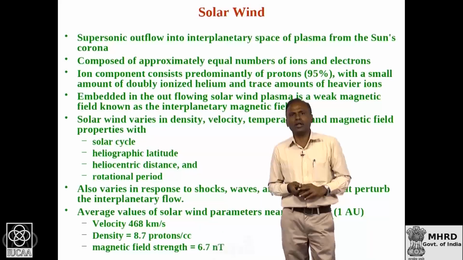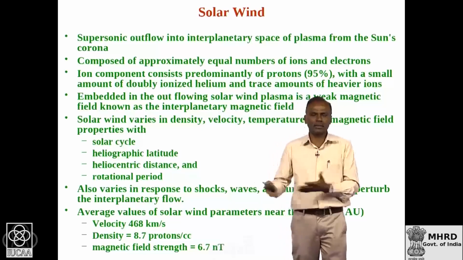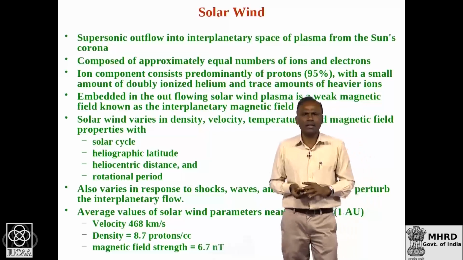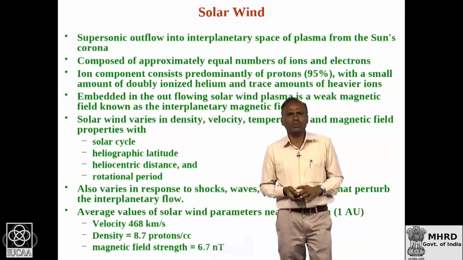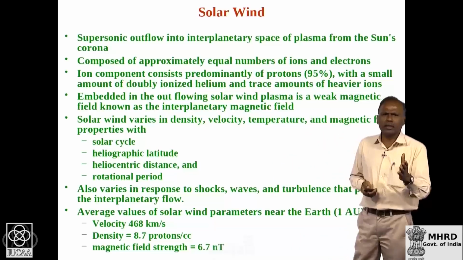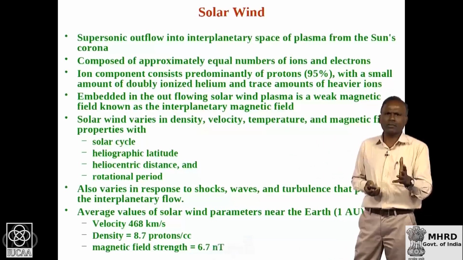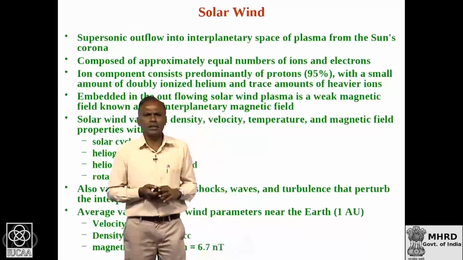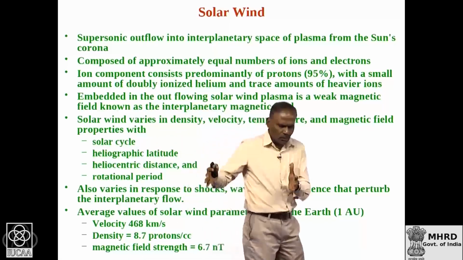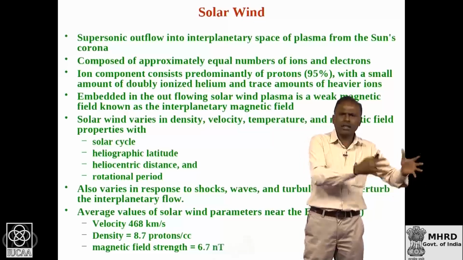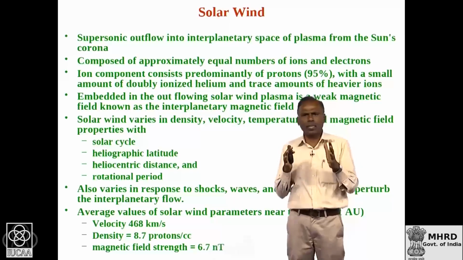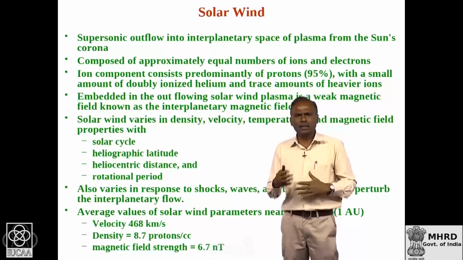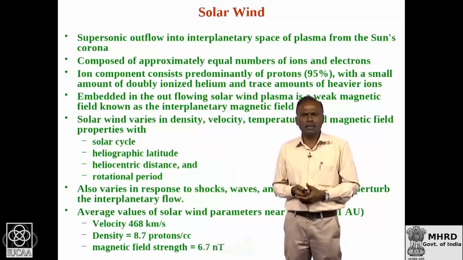So, the solar wind can vary with the solar cycle variation. We can say the solar wind can vary on all time scales, and it can also have a three-dimensional view. Solar wind also varies in response to shock waves and turbulence that perturb the interplanetary space. As the solar wind flows from the sun to the earth or beyond, it can cause shock waves, and the turbulence level can also vary. These things also get embedded in the solar wind.